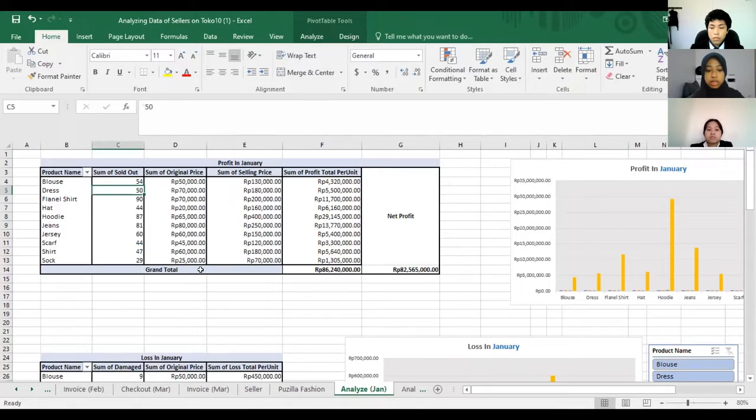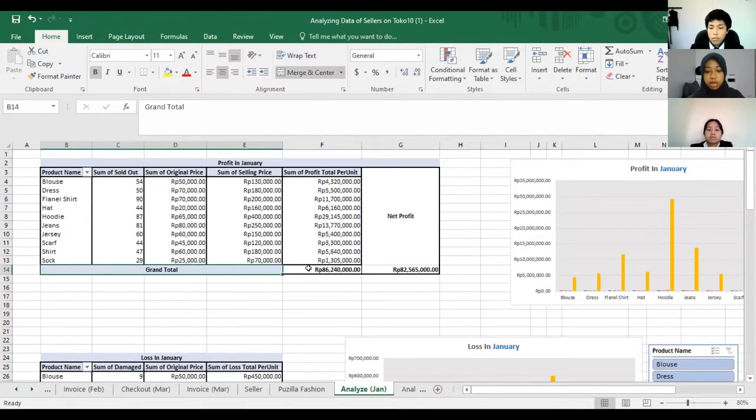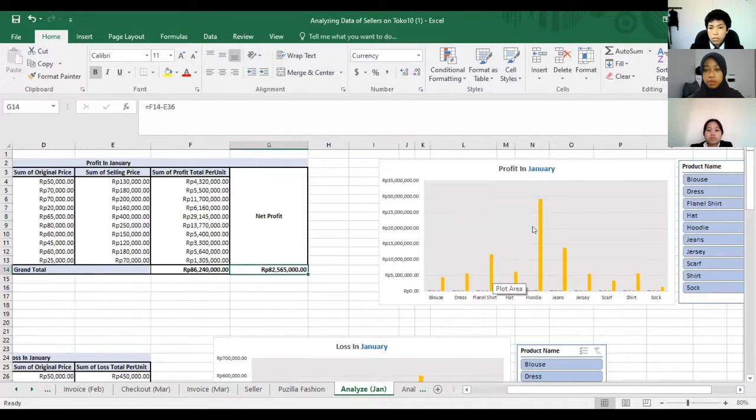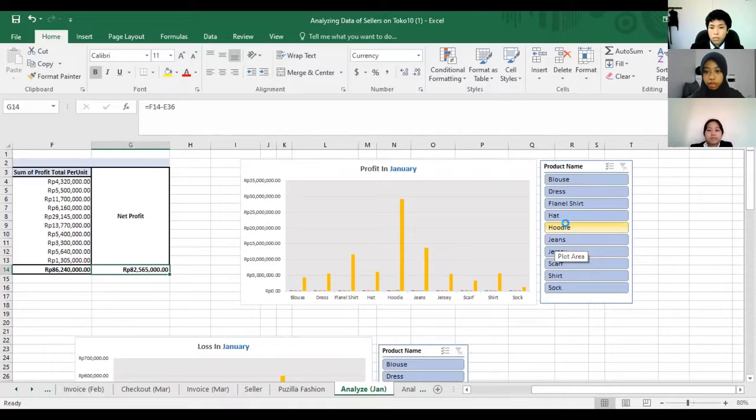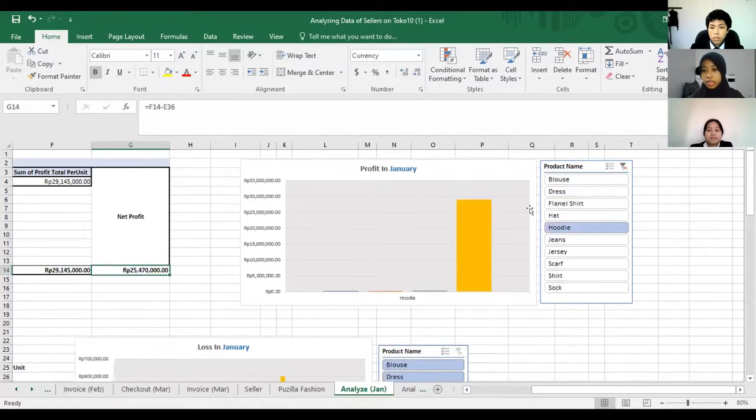And the grand total using the basic formula, that is the sum from F4 to F13 with the result of 86,240,000 rupiah. Besides this, there is a pivot chart from the profit table in January, and the highest profit was achieved by the hoodie product, and the slicer is useful as a filter to make it easier to see the data you want like this.